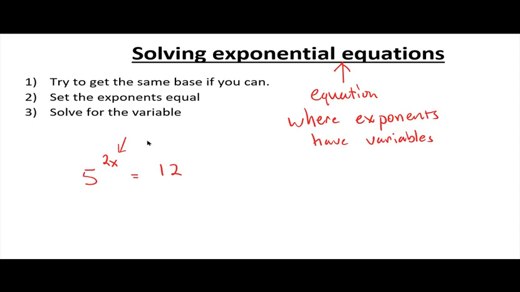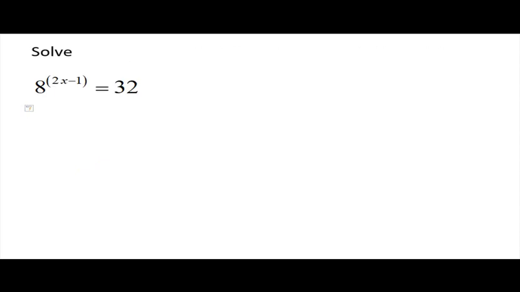Anytime you have an exponential equation, typically these are the rules that you would follow. The first thing you want to do is always try to get the same base if you can. For some questions, step one will be possible; for some questions, it won't be. I'll explain how you would solve an exponential equation when you can do step one and also when you cannot. So let's take a look at this question right here.